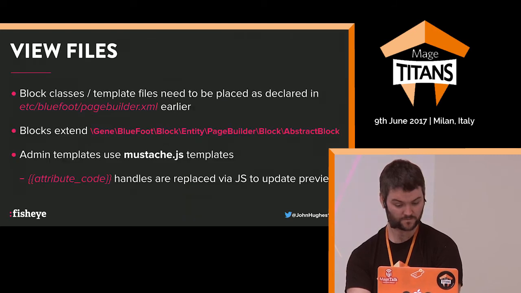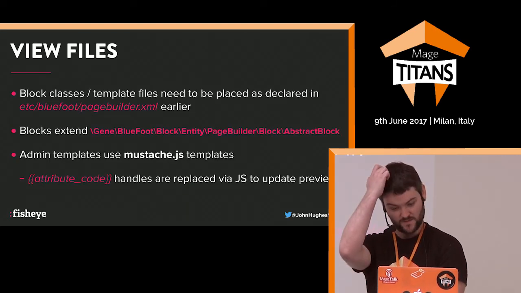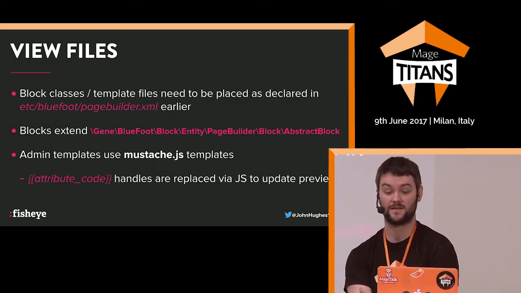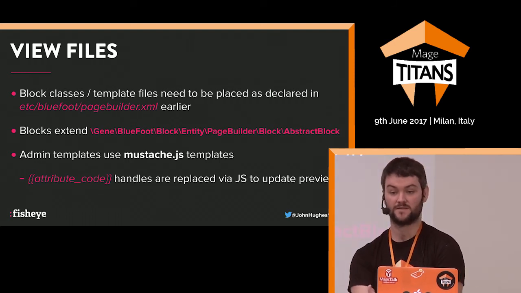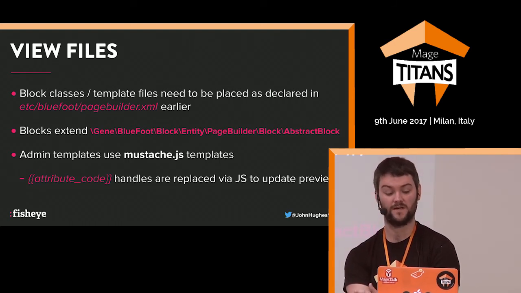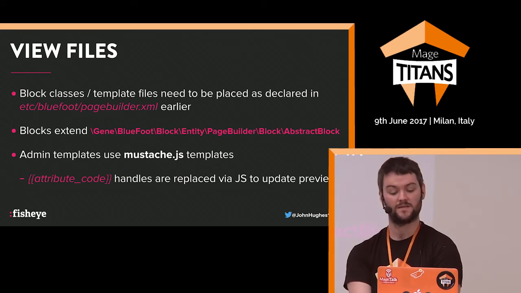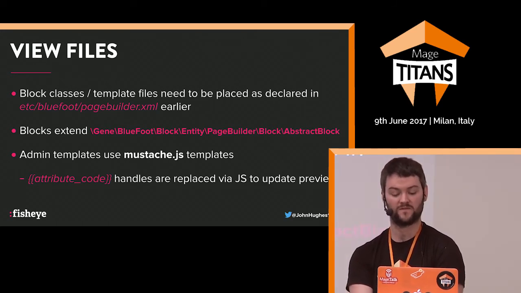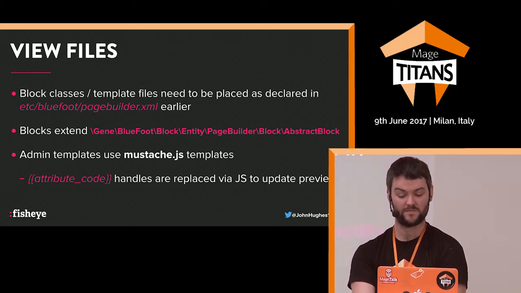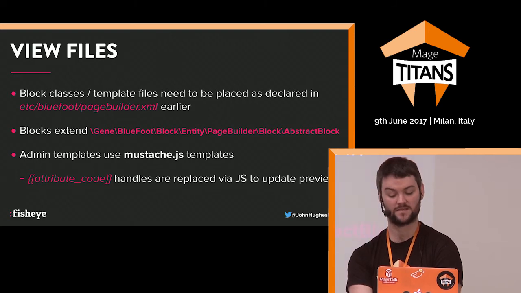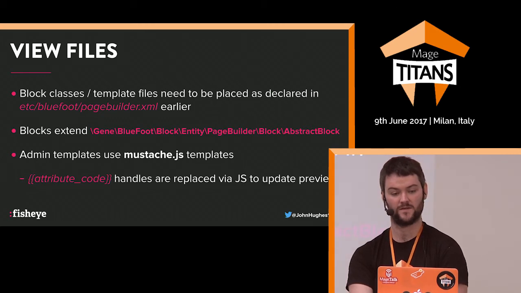Okay, finally, to wrap up our module, we need to create the block classes and template files in order to render the content we've just created. Our file locations need to match those that we put in the page builder XML file earlier. It's also worth noting that block classes should always extend from the BlueFoot abstract block class, as it contains many useful methods. Admin templates use mustache.js with attribute handles being replaced by user set values, so it gives a live update in the admin every time you make changes to your page builder block.